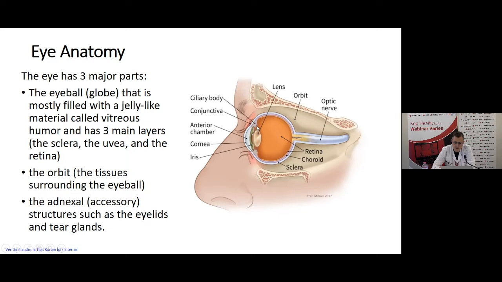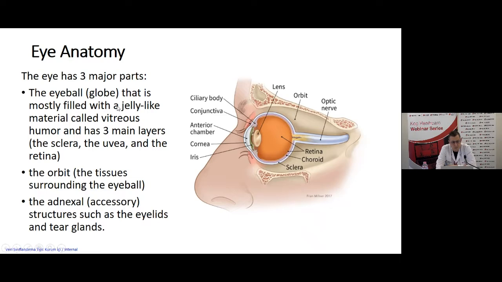And inside the eye, we have two compartments: the most front part is called the anterior chamber, and the back part of the eye is called the vitreous cavity. And then we have the neural structures, which are called retina and optic nerve. They act as a receiver for the visual signals. So they just transmit the images to our brain in order to make us see the objects.